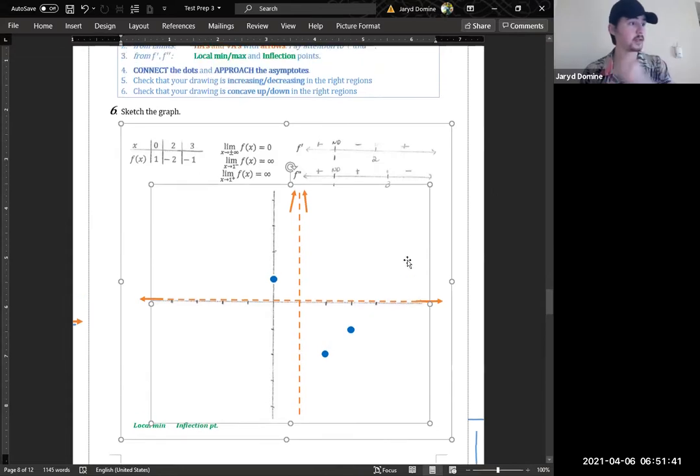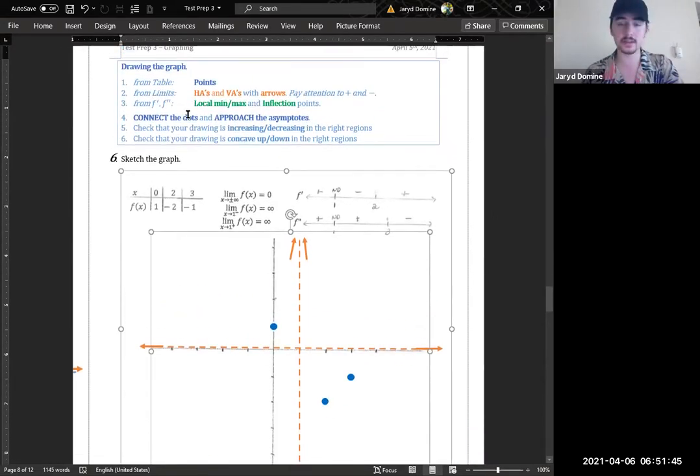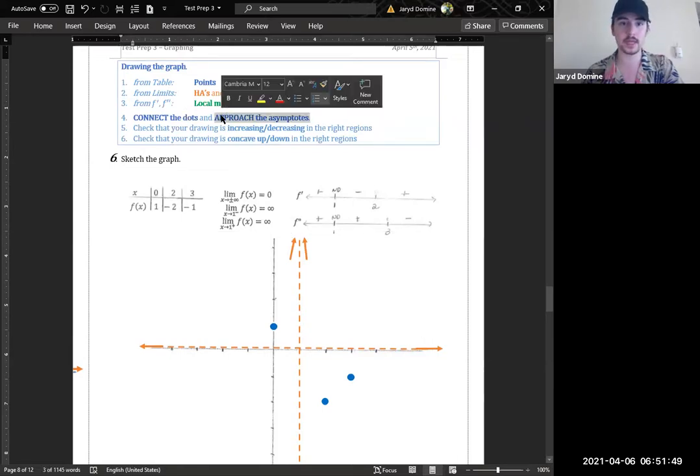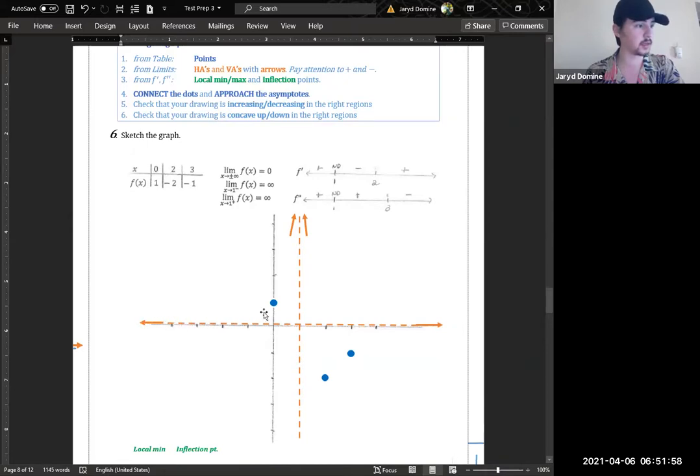That's it for now. All we have to do now is connect the dots. So connect the dots that we have and approach the asymptotes. And then we're going to check and make sure that it makes sense. Okay, so we need to draw a line that's going to approach these lines, approach these asymptotes, and connect through these dots.